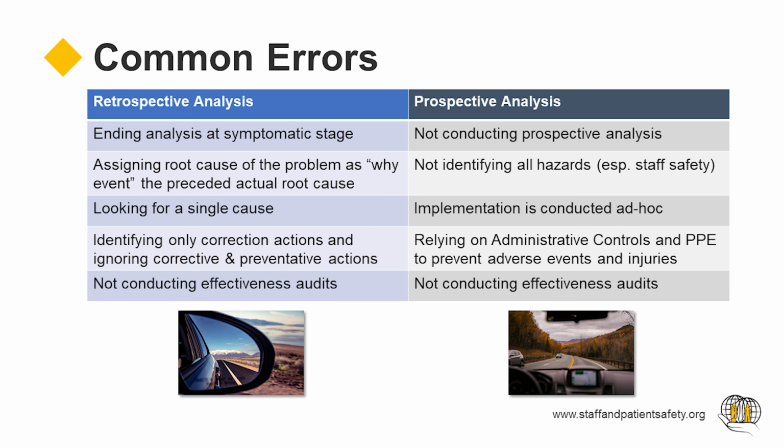Using prospective analysis tools can improve safety across the board. However, they must be used correctly to be effective. The following errors are relatively common and include 1. Not actually conducting the prospective analysis in the first place. 2. Not identifying all hazards. For example, the all too common practice of simply ignoring staff safety issues. 3. Implementation being conducted ad hoc. 4. Relying on administrative and PPE controls at the expense of higher levels of controls. And last but not least, not conducting an effectiveness audit.